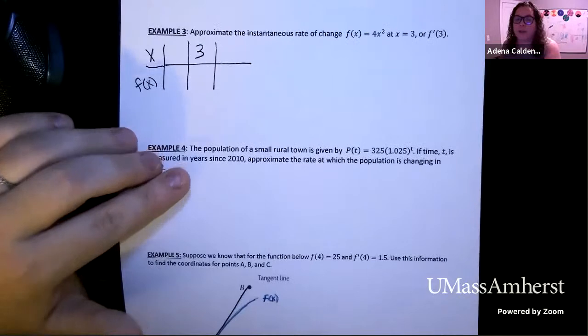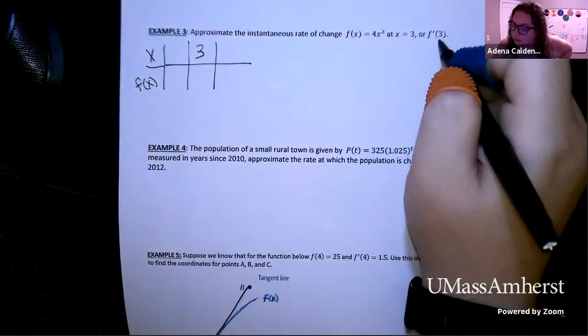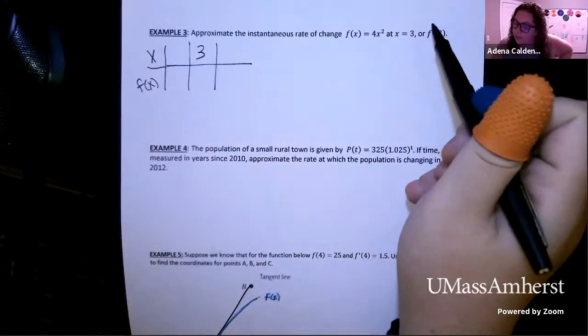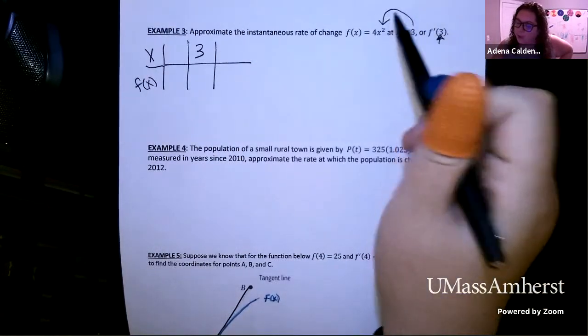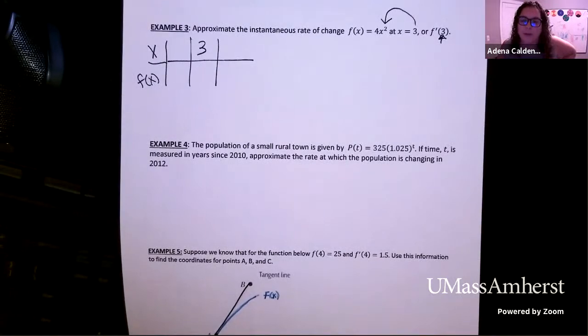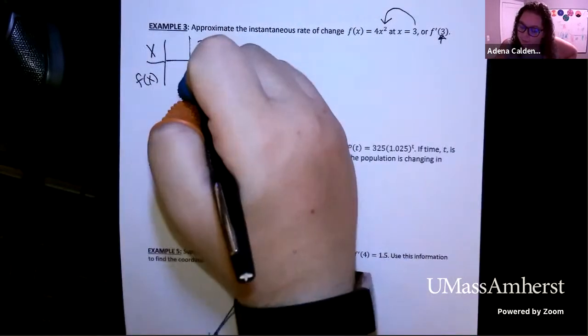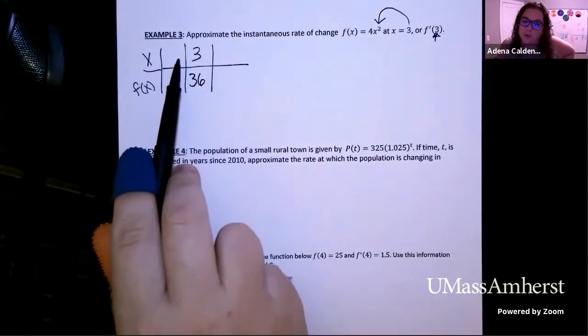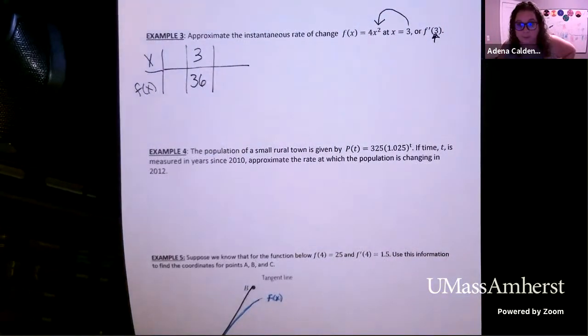So how do we generate this? Well, 3 is the point that we are interested in. And so if we take 3 and plug it into the function, we get 3 squared, which is 9, times 4 is 36. Then we want to pick something close to the left and something close to the right.